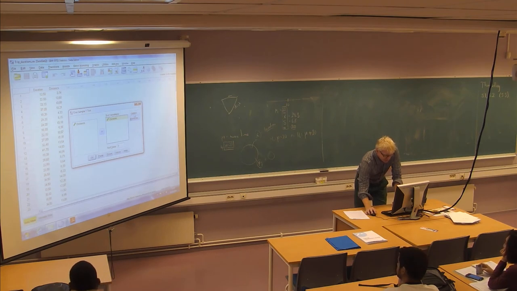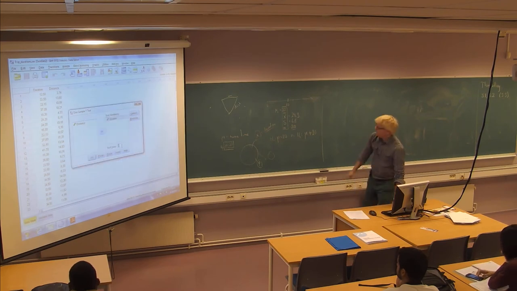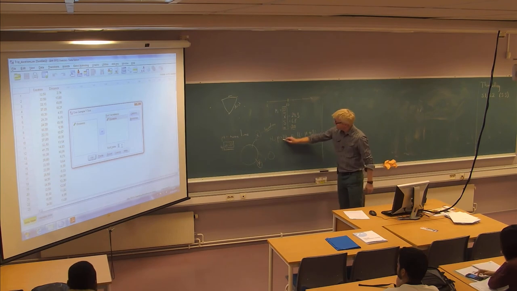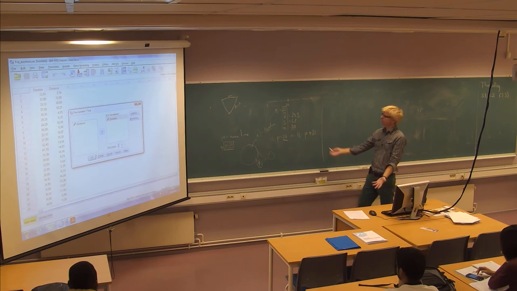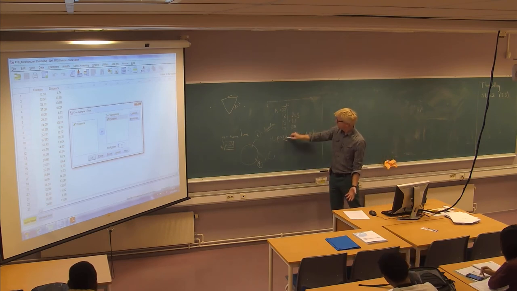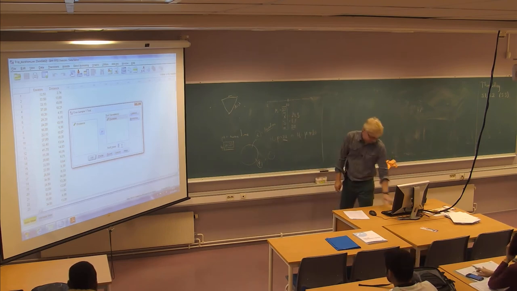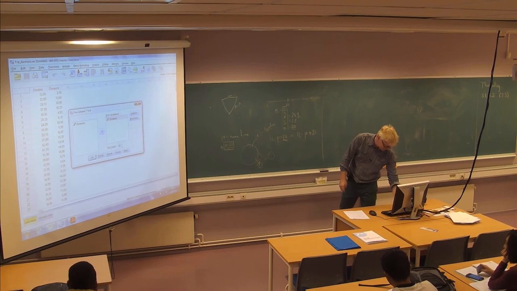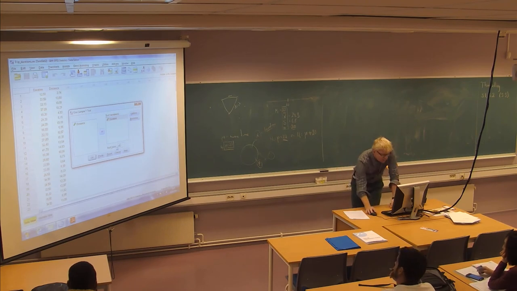Then options. We don't need to do anything here. There's a confidence interval here. You can change it if you like, but we don't need that. And then we have to specify this value. We have to say what to compare X bar to in the test. So it's going to be 20. And that's it.